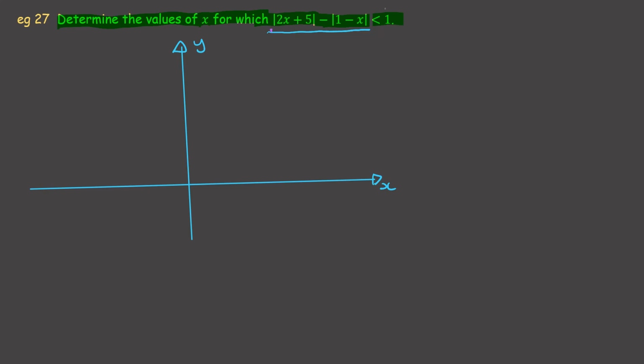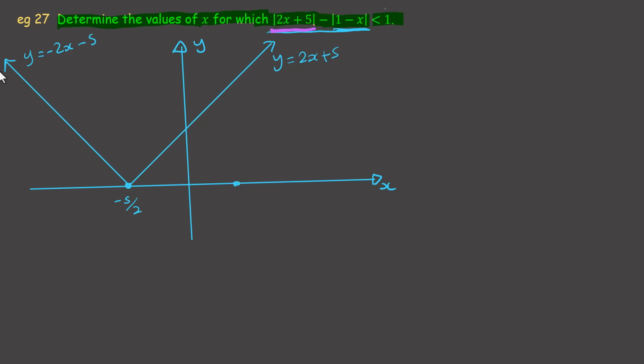So if we consider just this, y equals |2x + 5|, we know that that one has its 0 at negative 5 on 2. Then it's going to go like this, and this branch here would be y equals 2x + 5, and over here it's going to go like this, and this limb is going to be y equals -2x - 5.